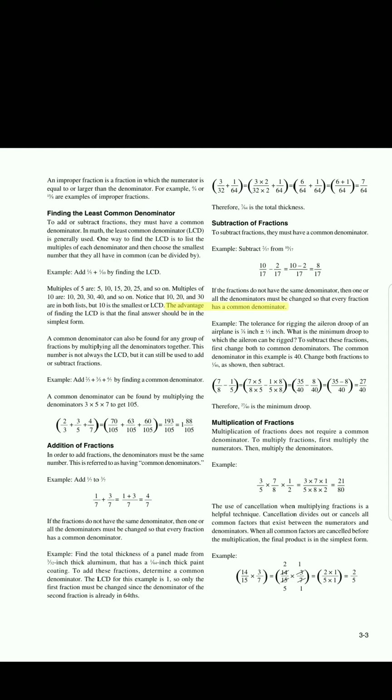The advantage of finding the LCD is that the final answer should be in the simplest form. Example. The tolerance for rigging the aileron droop of an airplane is 7/8 inch plus or minus 1/5 inch. What is the minimum droop?